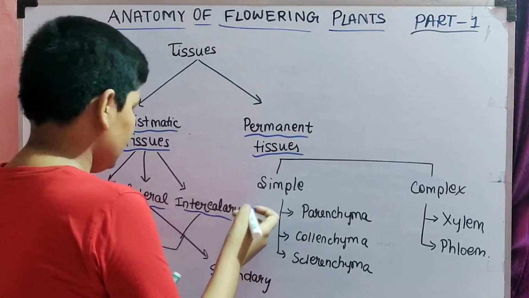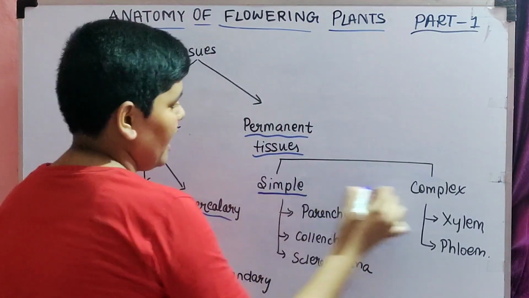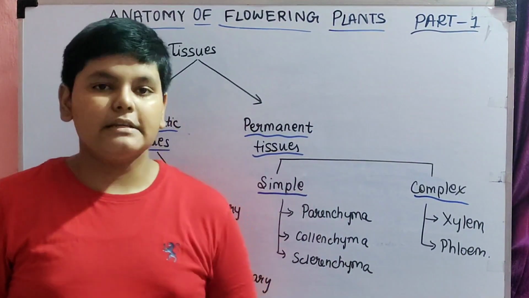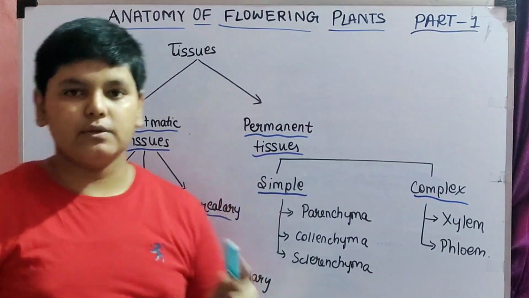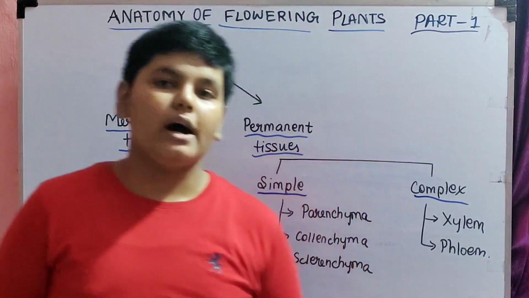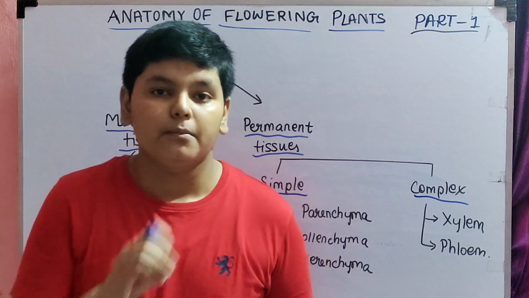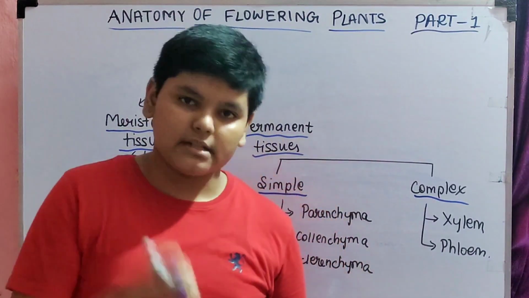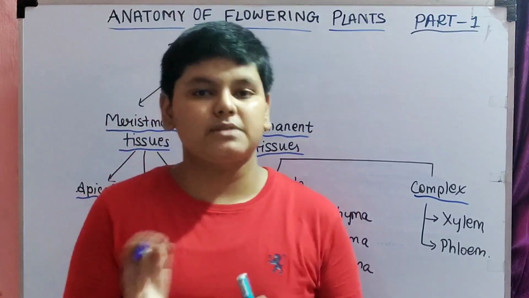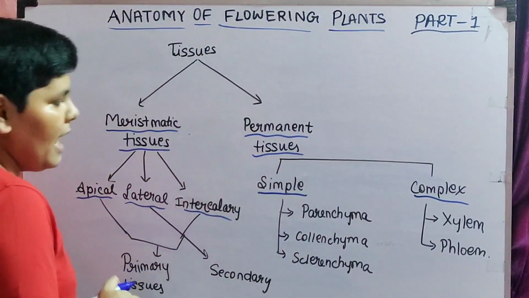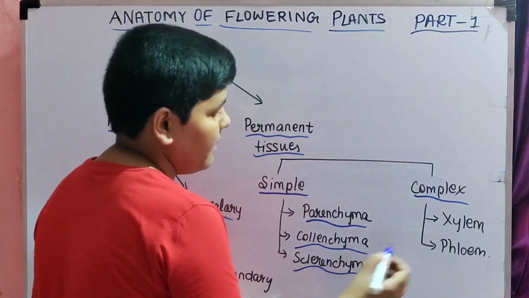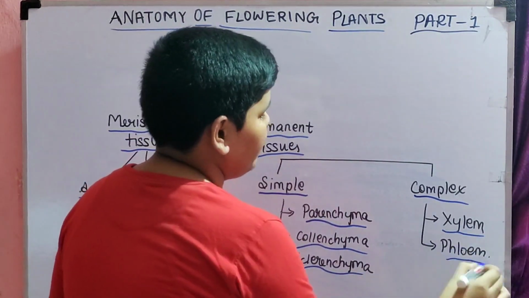Then we have permanent tissues. In permanent tissues, we have simple and complex. What are simple tissues? The types of tissues which have only one type of cells are called simple tissues, and complex tissues are the types of tissues which have more than one type of cell. Their structure and functions are similar, but the shapes are different. And next, in simple we have parenchyma, collenchyma, sclerenchyma, and in complex we have xylem and phloem.